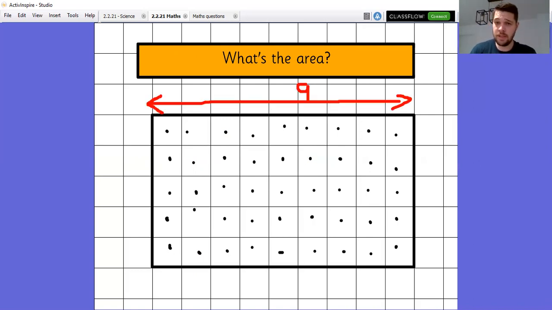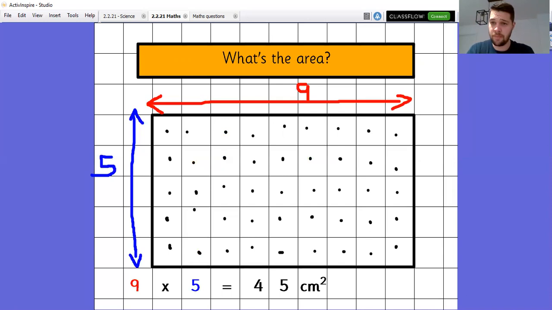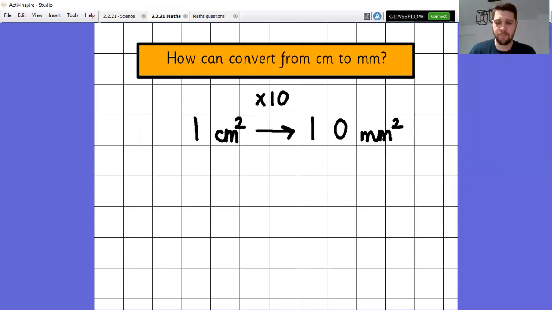So hopefully if you did that, you have 1, 2, 3, 4, 5, 6, 7, 8, 9 per row, and 1, 2, 3, 4, 5 rows. So 5 lots of 9 gives me 45. So the area for this rectangle is 45 centimeters squared. Don't forget that squared, the little 2 at the top there.